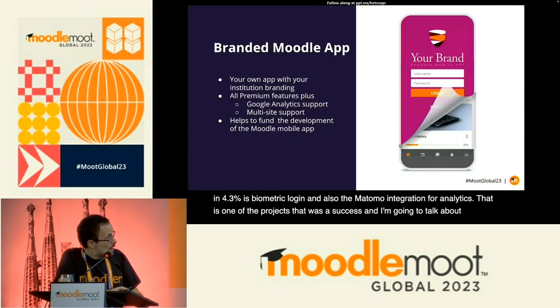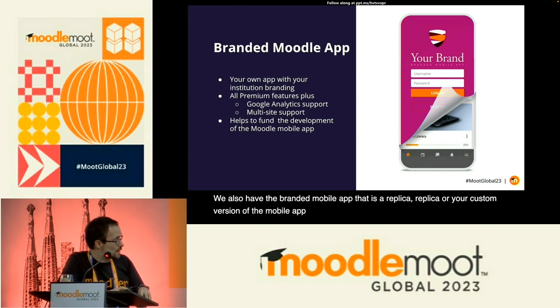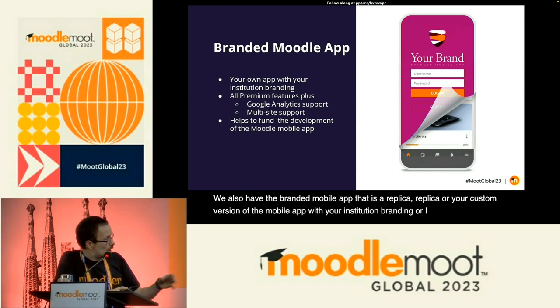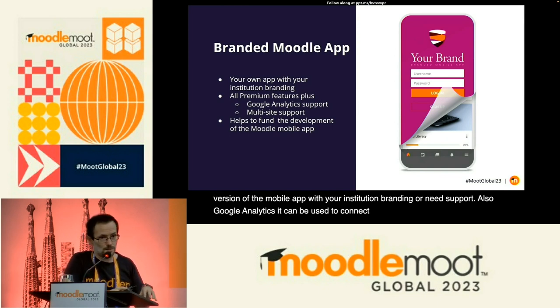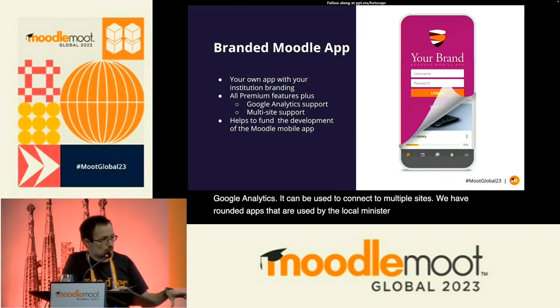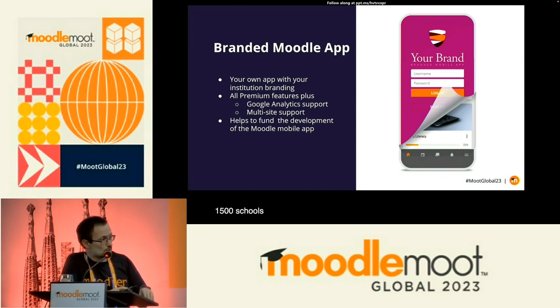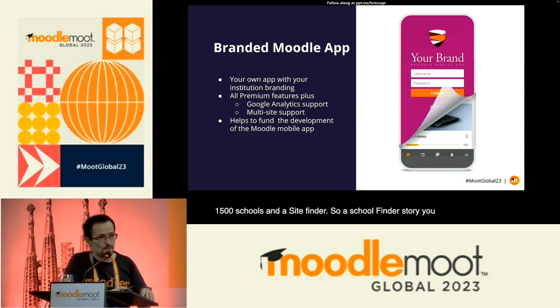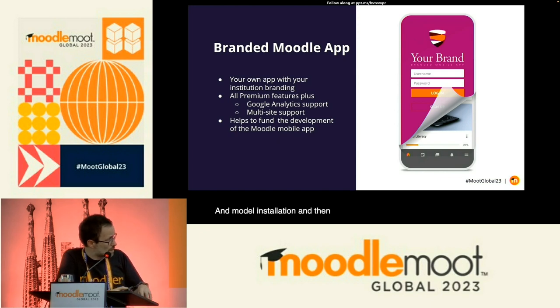and I'm going to talk about it today. We also have the branded Moodle app, which is a replica or custom version of the Moodle app with your institution's branding, and it also supports Google Analytics. It can be used to connect to multiple sites. We have branded apps that are used by the local Minister of Education, for example, in Madrid, and they have like 1,500 schools. And a site finder, so a school finder, sorry, you can find your school by name, because each school has a Moodle installation, and then you can connect to that specific installation.